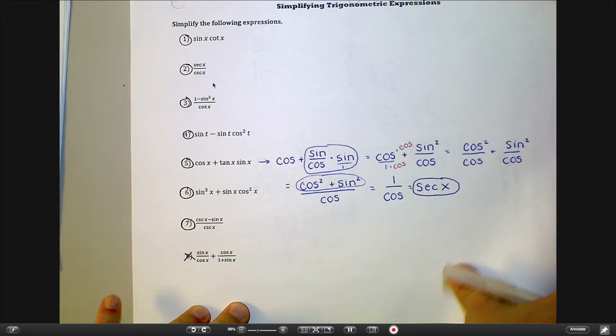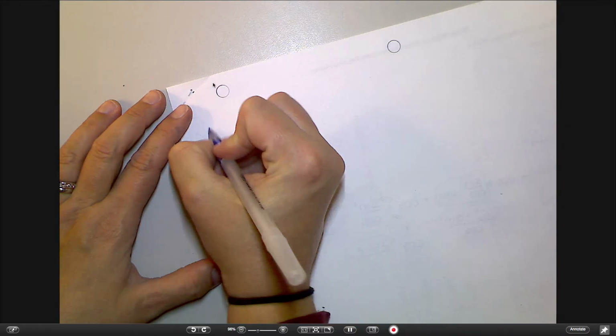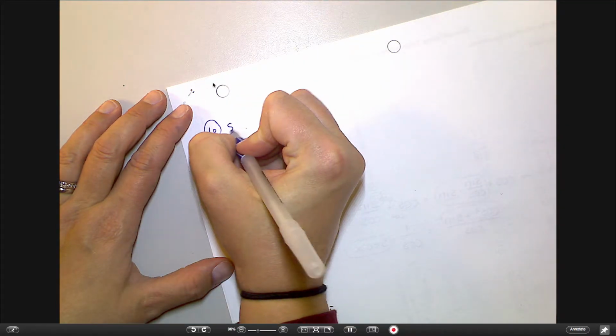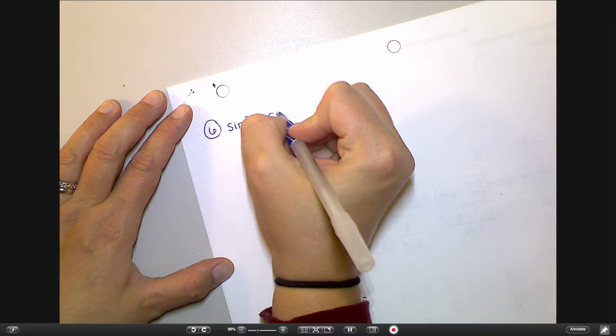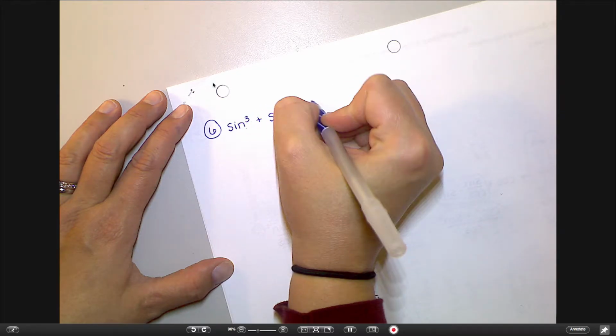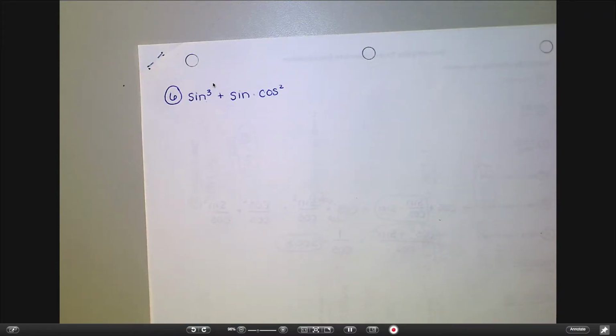Okay, number 6. I might take number 6 on the back here. So sine cubed plus sine cosine squared. Will you double check and make sure I copied number 6 correctly? Does that look right? Okay. I think we did one of these together, or similar to it.